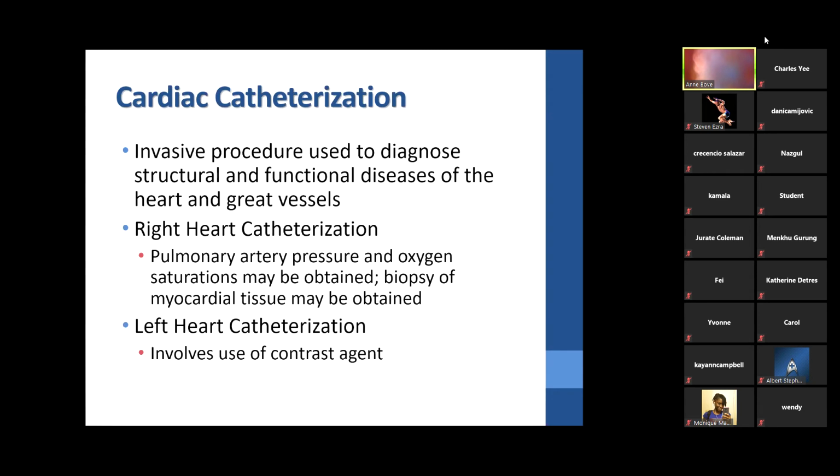Then cardiac catheterization. The first cardiac cath was actually done at Bellevue Hospital. I used to remember the year; it's like the late 50s, early 60s. It's an invasive procedure, and it helps to visualize the blood vessels and structure of the heart. You can do this through the right heart or the left heart. Usually through the right heart, you're looking at pulmonary pressures and biopsy of tissue, and the left heart is where they use the contrast to see the coronary vessels.